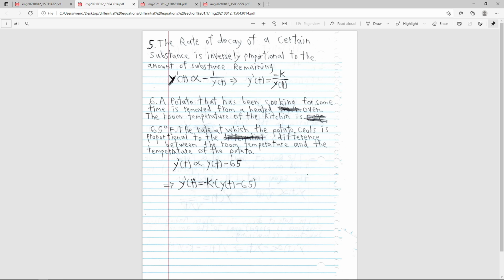But here's a more interesting one. We have a cooling type problem. All this information: you have room temperature 65 degrees F. We have a potato that's been cooking for some time, that's just been put into the open air. The rate at which the potato cools is proportional to the difference between the room temperature and the temperature of the potato. So proportionality would be y of t minus 65. And it's cooling, so I add in the negative sign here: negative k times y of t minus 65, assuming that k is a positive constant. Cooling would imply some kind of negativity.